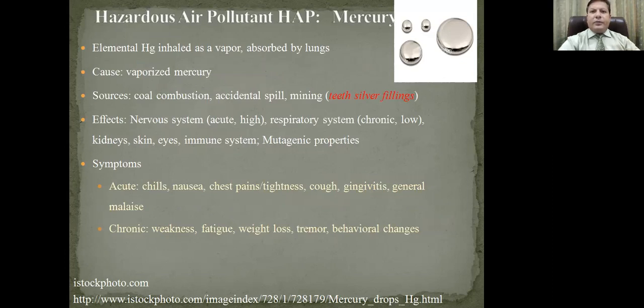Hazardous air pollutant, HAP, includes mostly mercury. Elemental mercury inhaled as a vapor is absorbed by lungs. It goes into air in the form of vapor, and lead is present in the form of aerosols, and vaporized mercury will be present in air in aerosol form. So when people inhale it, it will be absorbed by the lungs. Source: it is generated from coal combustion, accidental spills of oil and mining.